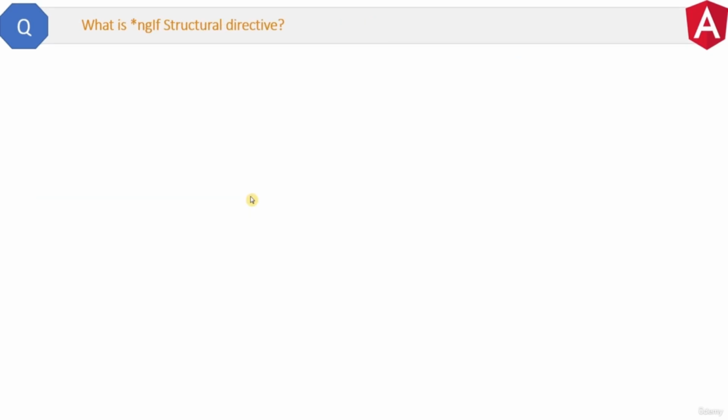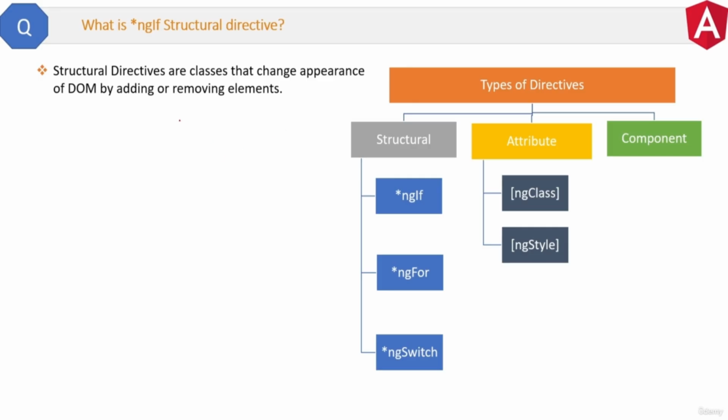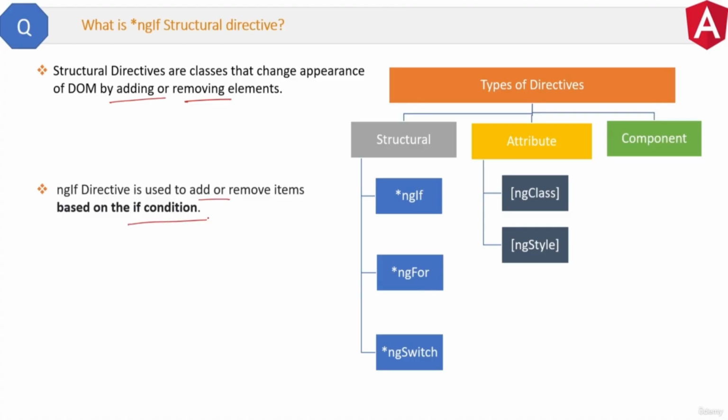What is ngIf structural directive? Let's first recap the structural directive definition. Structural directives are classes that change the appearance of the DOM by adding or removing elements. For example, in a list you can add or remove items with the help of structural directives. Now, as per the structural directive definition, the ngIf directive is used to add or remove items based on the if condition. Now, let me show you in the code how this if condition works.